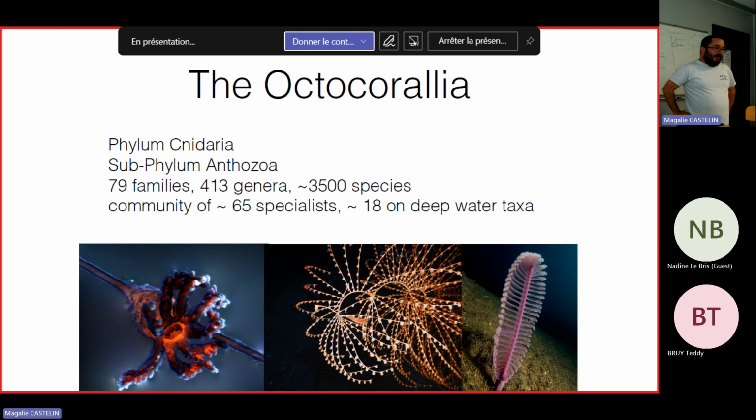This number, I got it from the database that I tried to compile on all the records of octocorals throughout the world. And among these 65 specialists, there are 18 working on deep sea taxa.